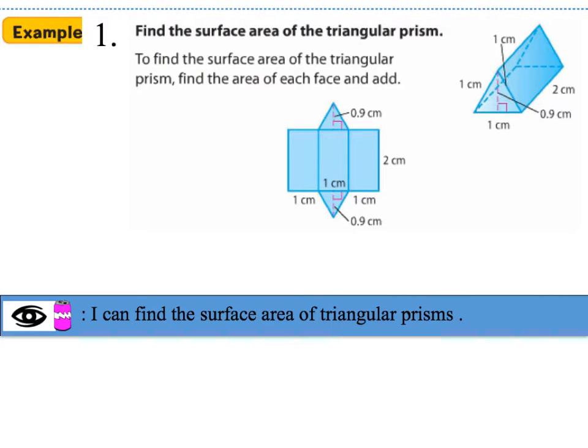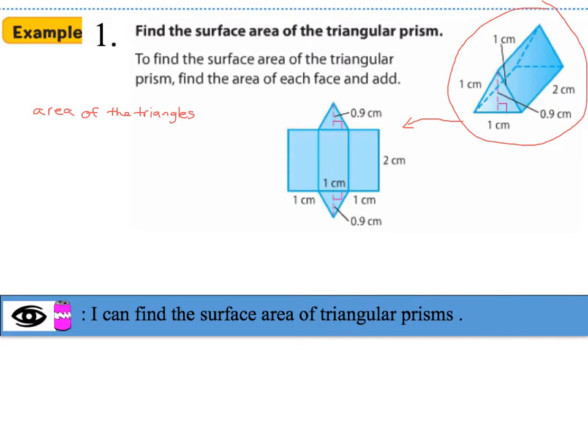For example, when it says find the surface area of the triangular prism, here's the three-dimensional figure that we call the triangular prism. And what we've done is we've unwrapped it and we've given you the net of the triangular prism. So we've unfolded it, and notice we have three rectangles and we have two triangles. So let's go ahead and find the area of the different shapes and combine them.